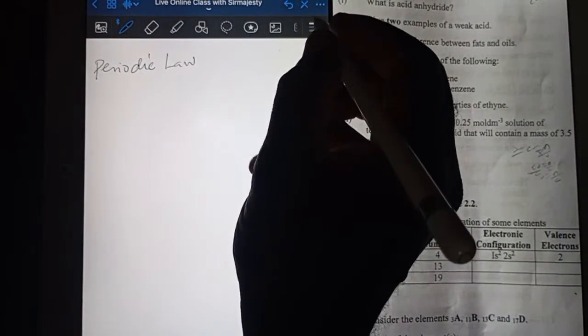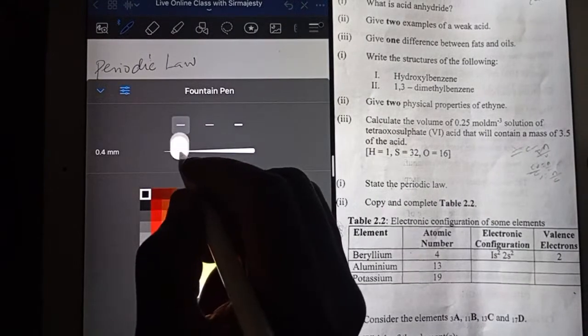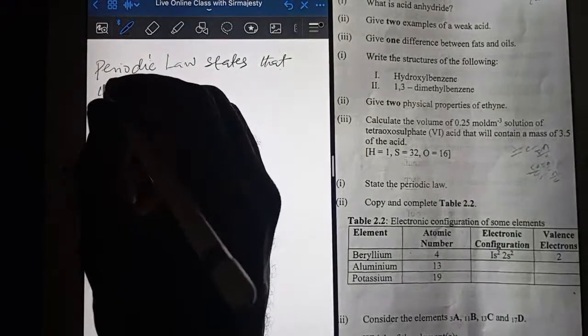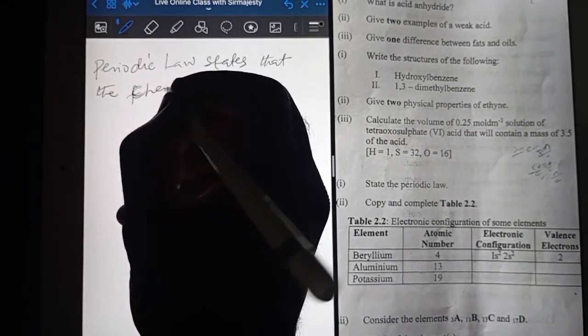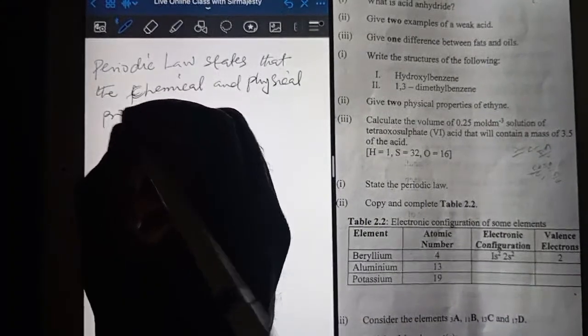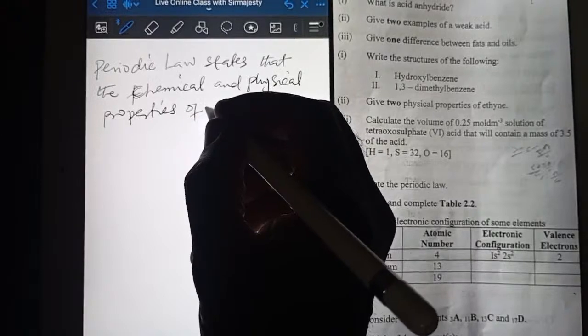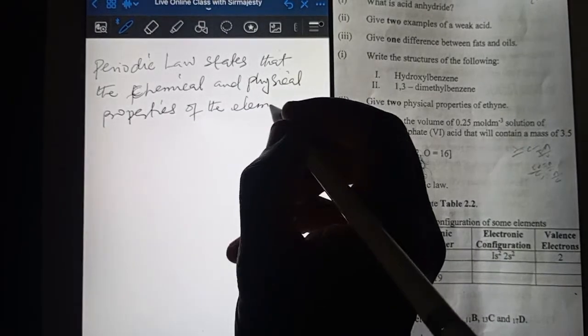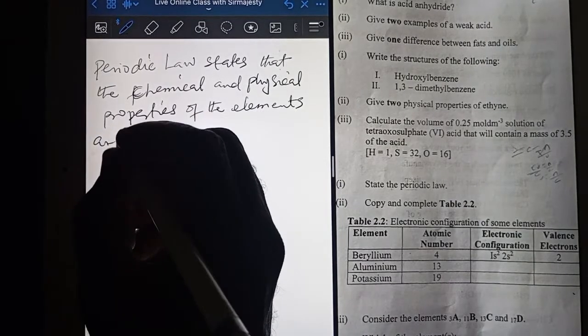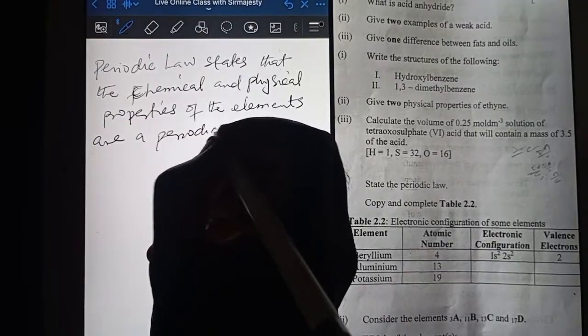Periodic law states that the chemical and physical properties of the elements. We are advised to just say the elements, because anybody mentioning elements already knows we're talking about chemical elements. Periodic law states that the chemical and physical properties of the elements are a periodic function.